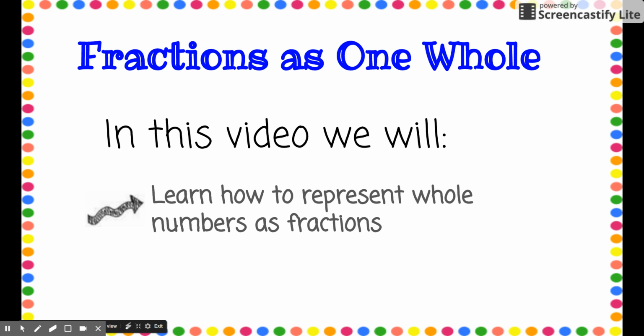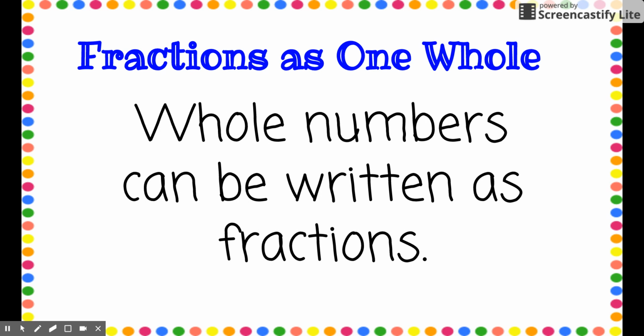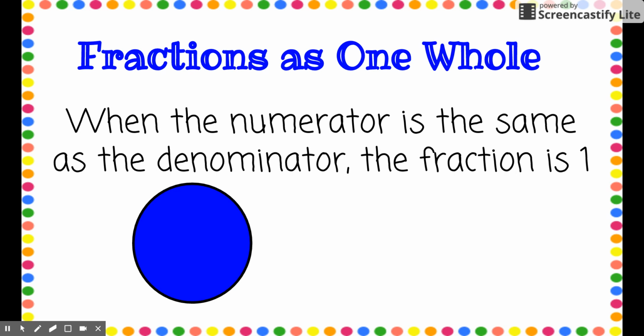Fractions as one whole. In this video, we will learn how to represent whole numbers as fractions. We will also learn how to write a whole number as a fraction. Whole numbers can be written as fractions. When the numerator is the same as the denominator, the fraction is 1 or 1 whole.